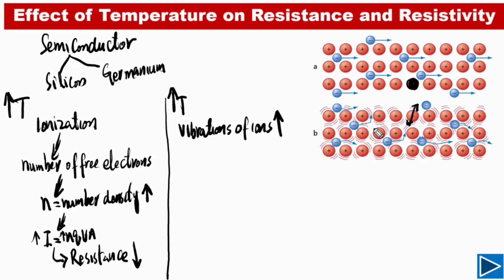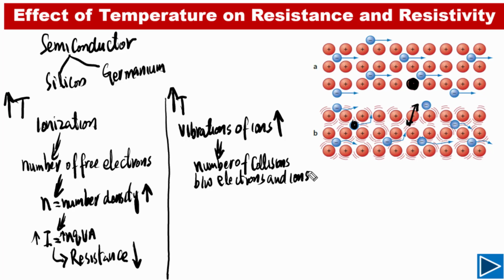Now it is very difficult for these electrons to keep on moving in a straight line. So that's the reason the number of collisions between electrons and ions increases. So it means now they are facing more resistance. Electrons are facing more opposition.